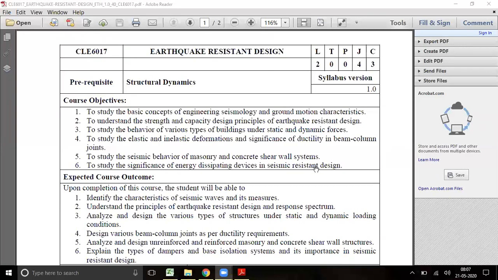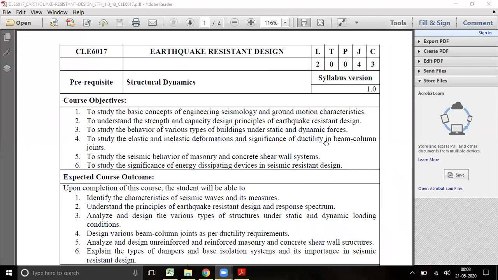Earthquake will occur in dynamic nature only, but for ease in analysis, we convert this dynamic force into a static force. That method is called the equivalent static method of analysis, which is given in IS 1893 Part 1, 2016. The latest code is the 2016 code. That only we should follow.